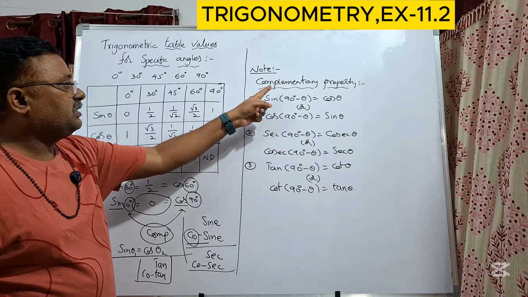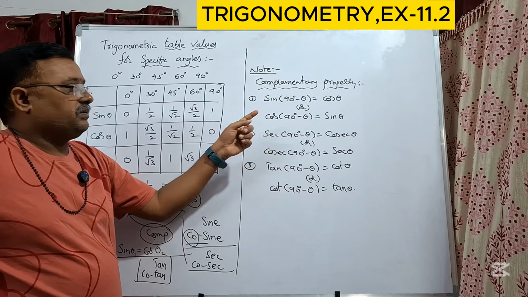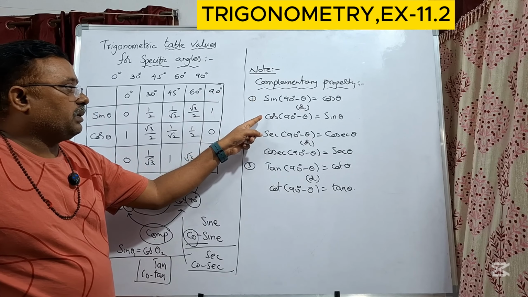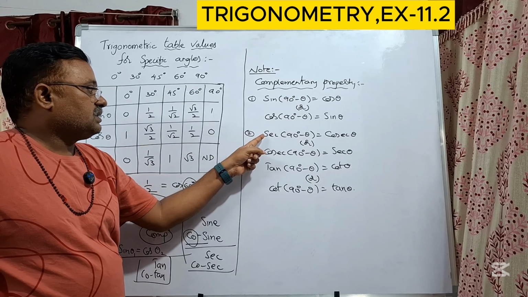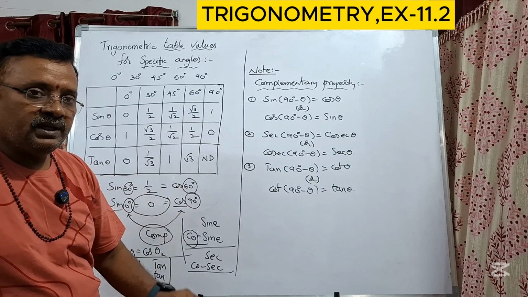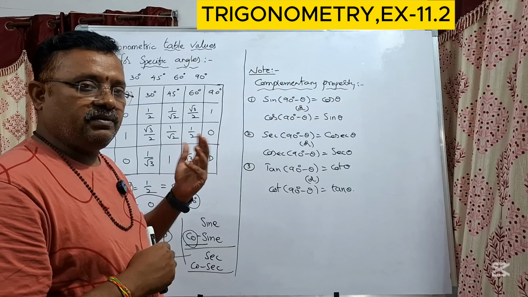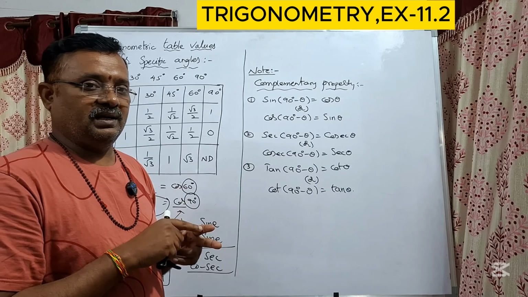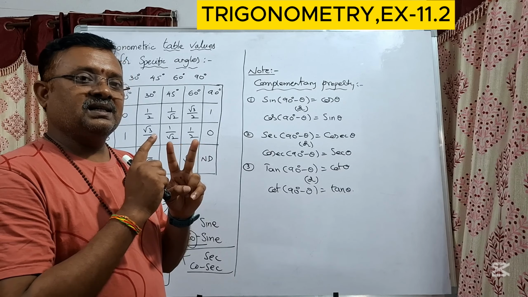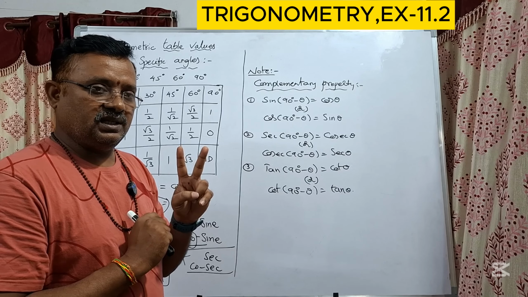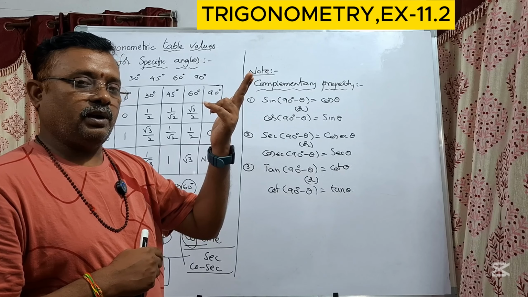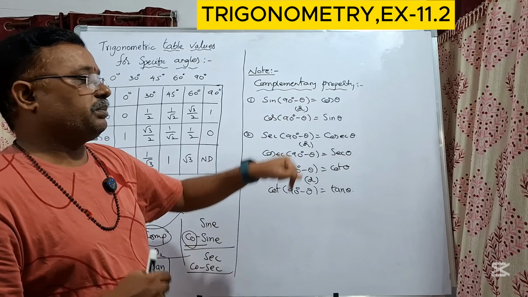So this gives you the complementary property relation between two trigonometric ratios. Sine cos are complementary to each other, secant cosecant are complementary to each other, tan and cot are complementary to each other. In the previous class I had given the reciprocal property also. What were they? Sine cosecant are reciprocals to each other, cos secant are reciprocals to each other, tan cot are reciprocals to each other. That pair is the reciprocal property pair. This pair is the complementary property pair.